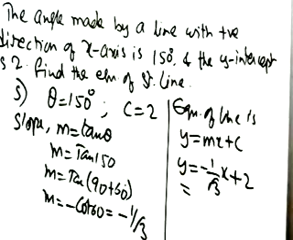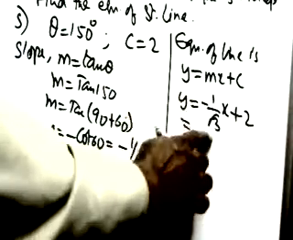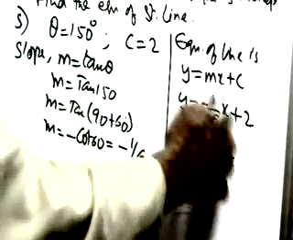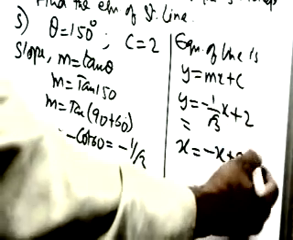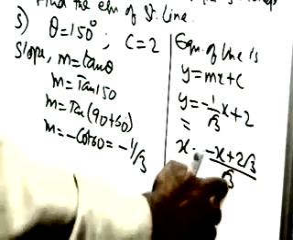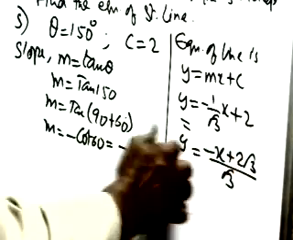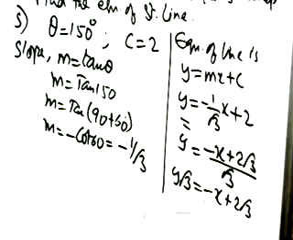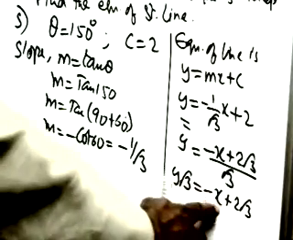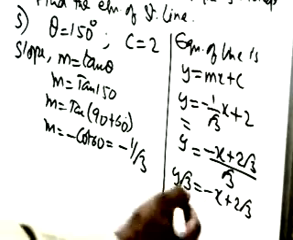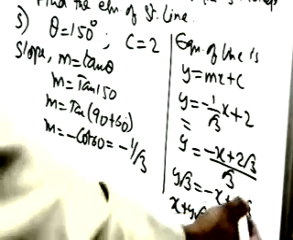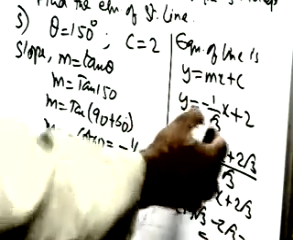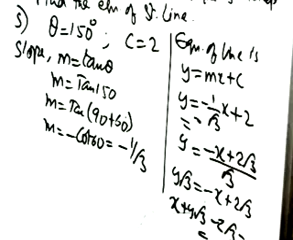You can leave it here itself, or if you want to simplify more, let me write this in the general form. First take the LCM, root 3 into 2, 2 root 3. So y equals minus x plus 2 root 3, divided by root 3. Now bring this across: y root 3 equals minus x plus 2 root 3. Now let me write the general form. First write x; since x is negative here, bring it to the other side, minus x becomes plus x. Then y root 3, then the constant minus 2 root 3 equals 0. So this is in the general form, or you can leave it here itself also.